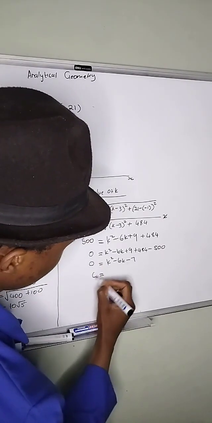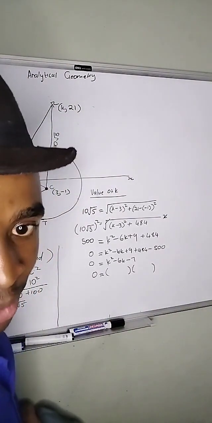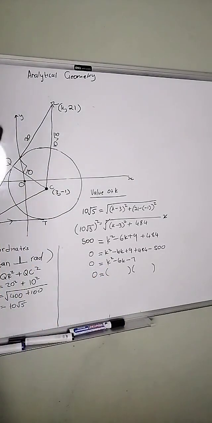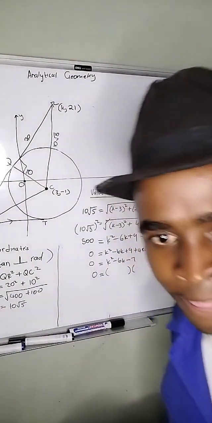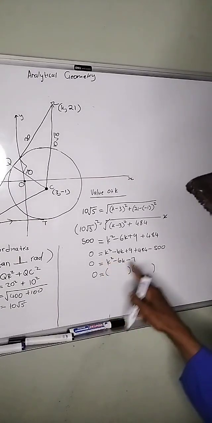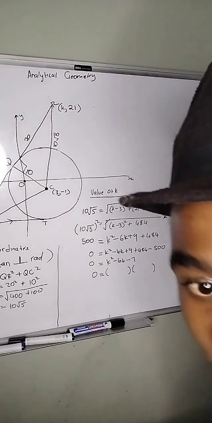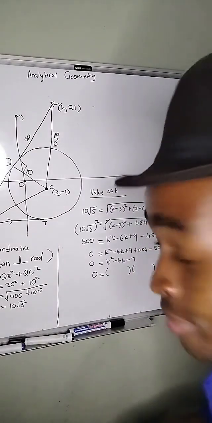So k squared minus 6k plus 7 equals 0. We can factorize or use the quadratic formula, but I don't need to. As long as my k squared is positive, I don't care about the rest. Yes, it's the quadratic. This is the standard form, guys. We can use the quadratic formula. Those are the values.